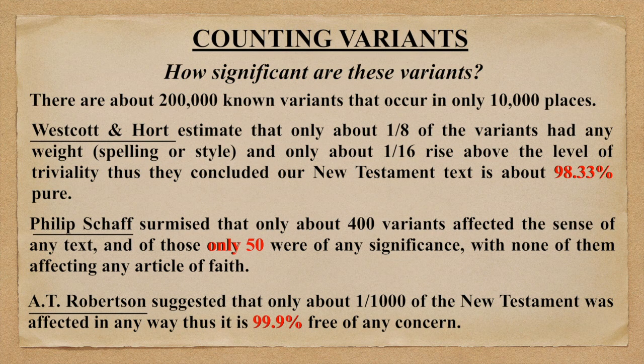That is a serious question that must not be ignored by those who hold the Bible in high regard. Although there are about 200,000 known variants, they occur in only 10,000 places. So obviously, the next question is, how significant are those 10,000 places? The question may be answered by the following critics. Westcott and Hort estimate that only about 1/8 of the variants had any weight, such as spelling or style, and only about 1/16 rise above the level of triviality.